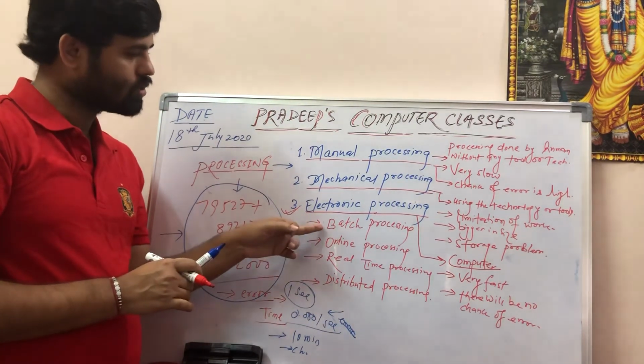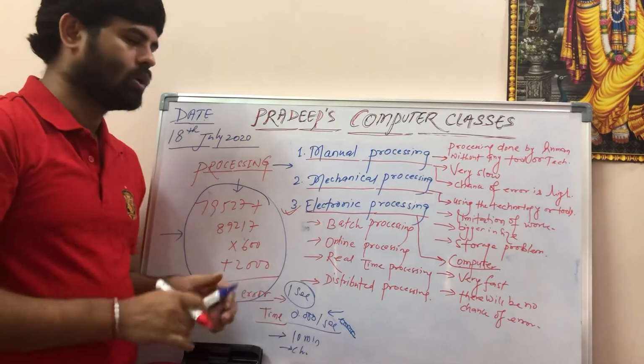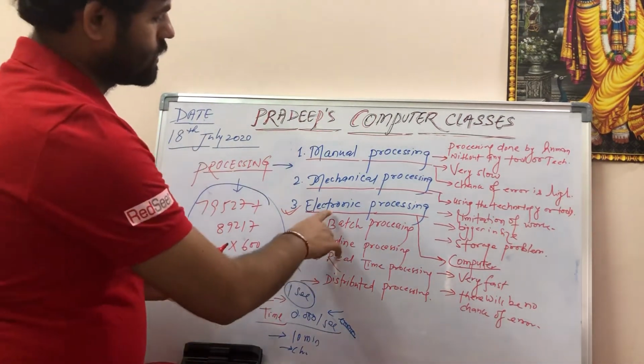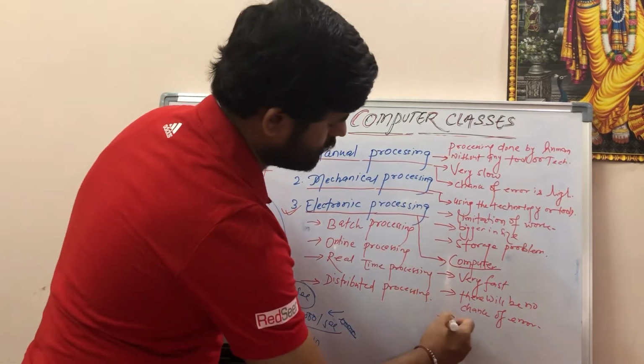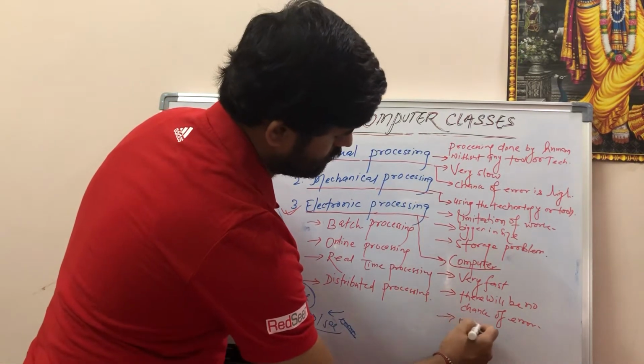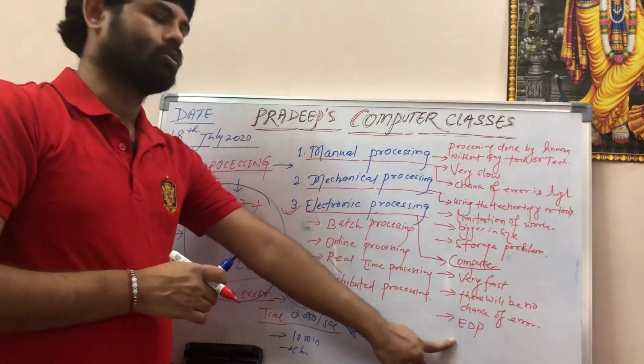So we'll discuss batch processing, online processing, real-time processing, and distributed processing one by one. Just understand that electronic processing, we are also saying this as EDP. In short form, we say it as EDP, electronic data processing.